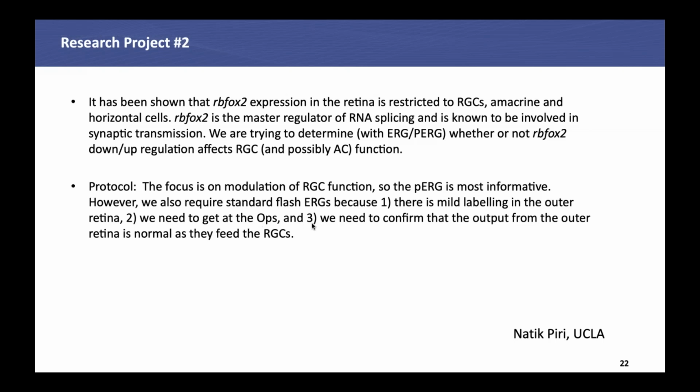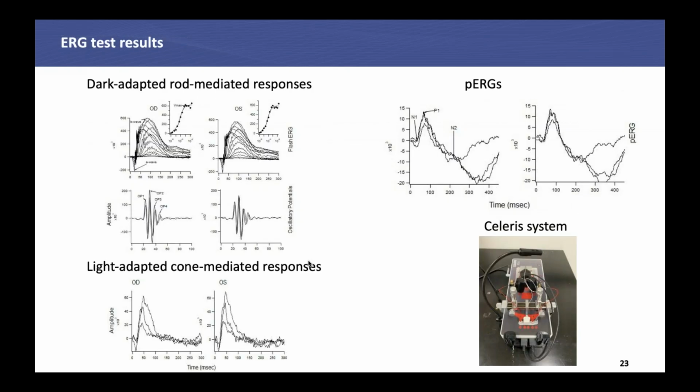And more importantly, we need to see how signals are being transmitted from the outer retina through the system. So we need to know what's going on in the outer retina before we look at the ganglion cell. So here is an example of a readout for these animals.